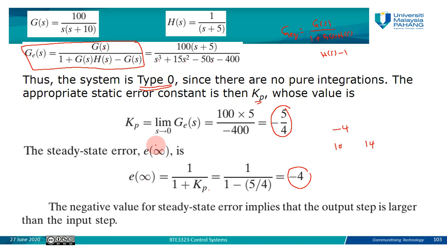And now, at this point, we come to the end of chapter 4. Next, we are going to start chapter 5 on the calculation of system stability by using root locus.